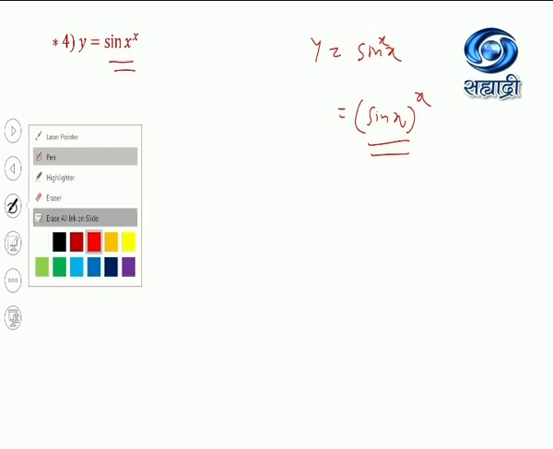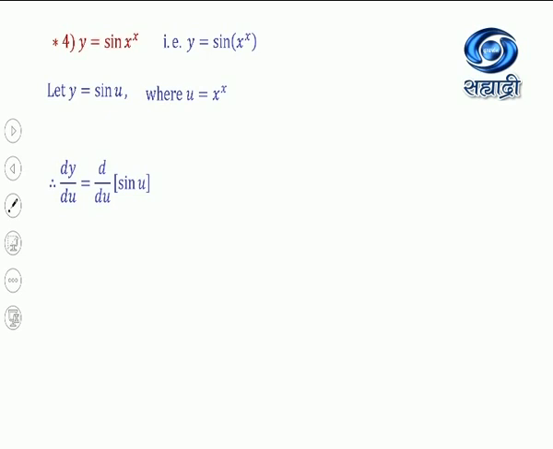Now we are going to solve this example. Here our next step is y is equal to sin of x raised to x. I write this x to the power x in a bracket now. And here we consider x to the power x equal to u first. So we write y equal to sin u, where u equal to x to the power x. Now we take the derivative of both sides. What happens? dy by du equal to d by du of sin u. Now the derivative of sin u is cos u.